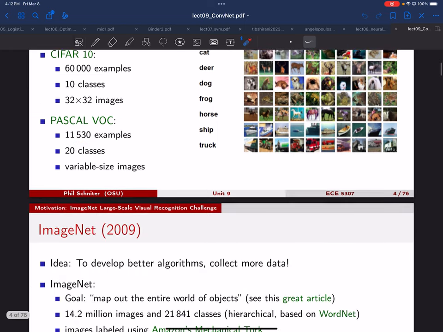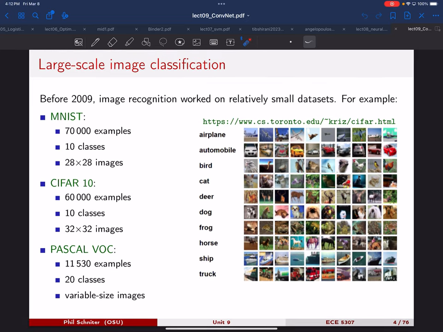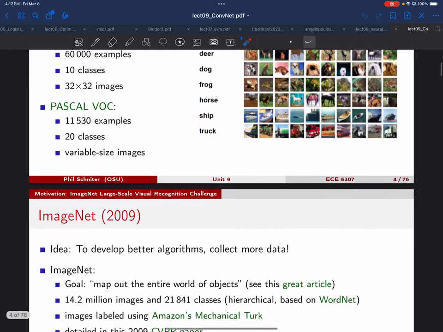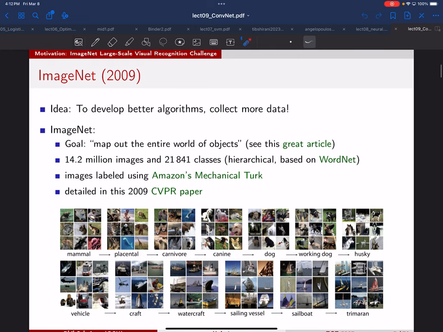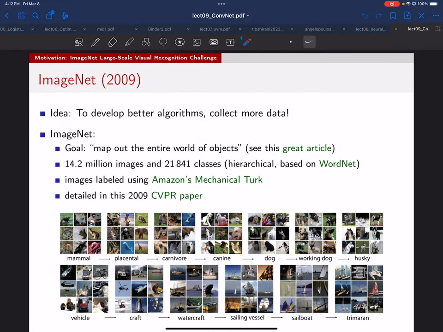So at the time, because of the processing power that people had, they still struggled with the size of these data sets. And so somebody, Fei-Fei Li, had this idea that at the time was almost the opposite of what most people were thinking. Her idea was actually, we don't have enough data. You really need more data to do better in terms of building algorithms or methods.